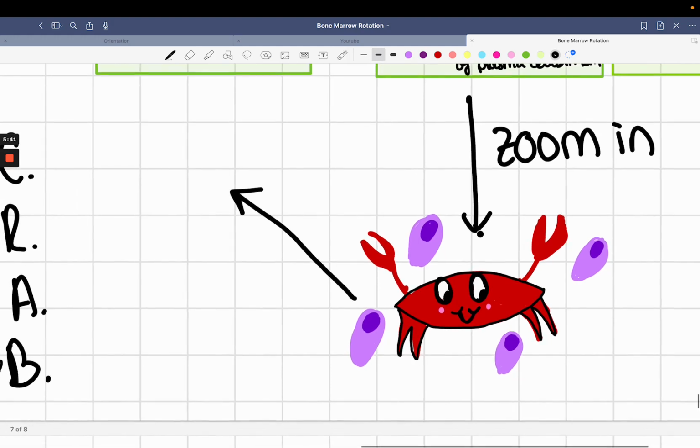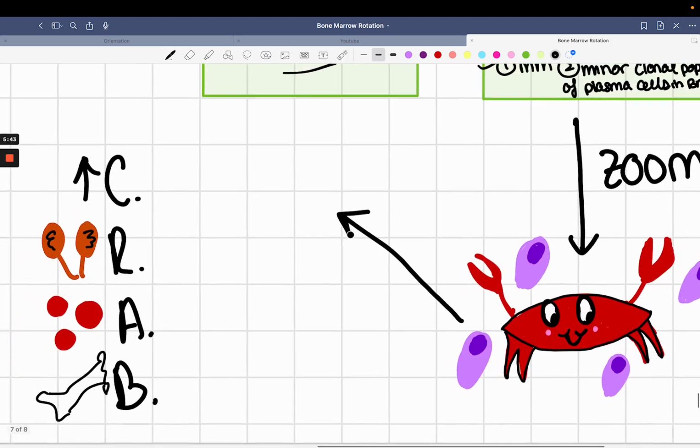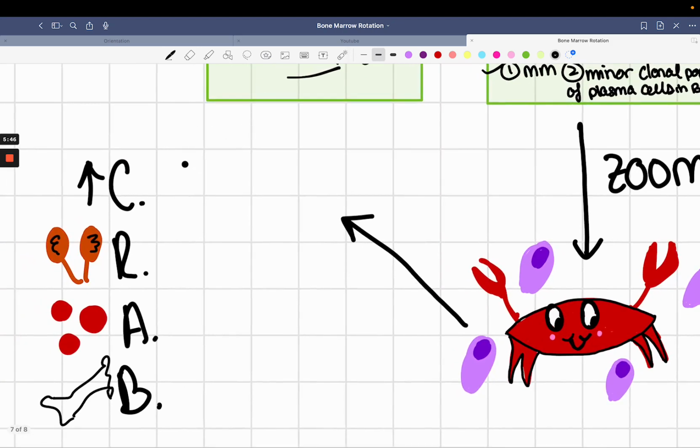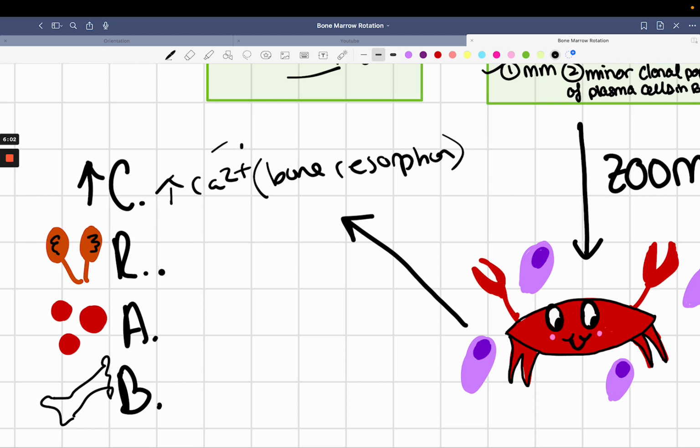So I spent a long time drawing this CRAB, so I hope you appreciate it. Anyway, the first letter stands for hypercalcemia, so we have increased calcium levels in the blood, and this is secondary to bone resorption. Because the bone is breaking down, it's releasing calcium into the bloodstream, which of course is going to cause all kinds of problems. The next one is going to be renal dysfunction.